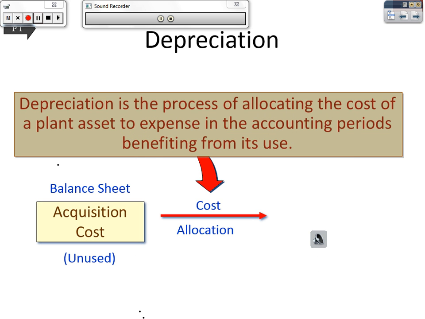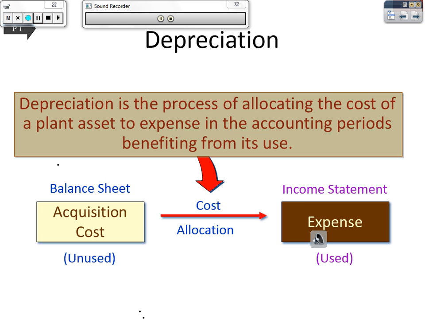Depreciation. Now this is the most important. First of all, what is depreciation?